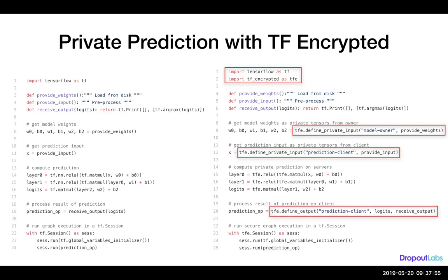And likewise for the prediction input, we now say this is a value that comes from the prediction client. So you execute provide input on the prediction client locally using ordinary TensorFlow. When you're done with that, you take the values, secret share them, and send them to the two helpers. The X we get out of that is an encrypted value. Then we can define the model as before. And likewise, for the prediction client, we now have encrypted or secret-shared logits. Now we can send them to the receive output, reconstruct them there, and then call normal TensorFlow to print the argmax. That's the only difference.